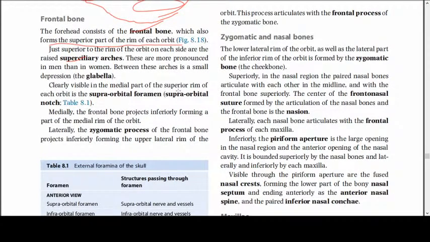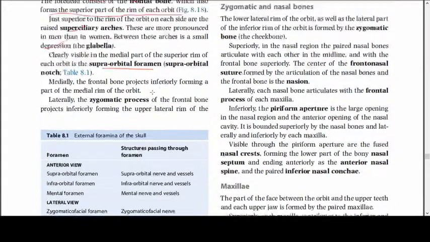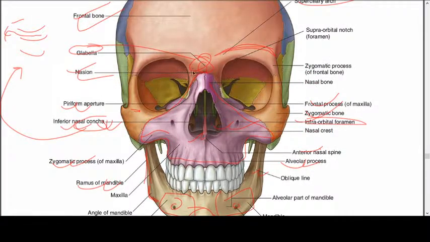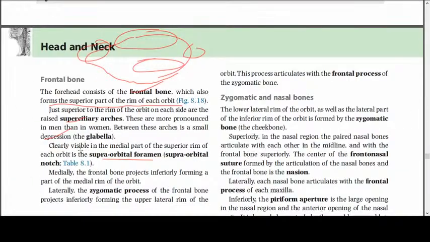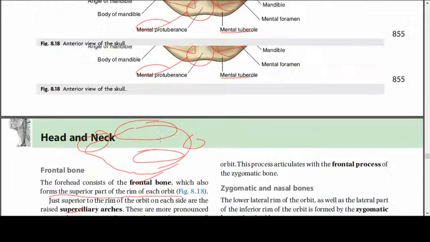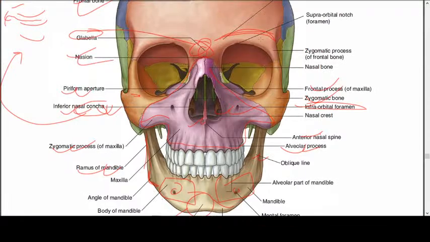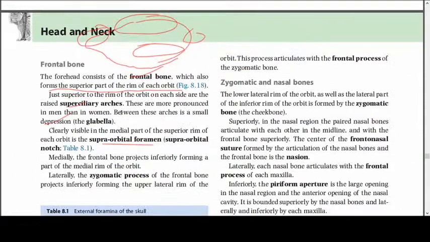Clearly visible in the middle part of the superior rim of each orbit is a supraorbital foramen. Did you see the supraorbital foramen? Clearly visible in the middle part of the superior rim of each orbit is the supraorbital foramen, or supraorbital notch. This notch is actually superomedial. Supraorbital foramen, supraorbital notch.